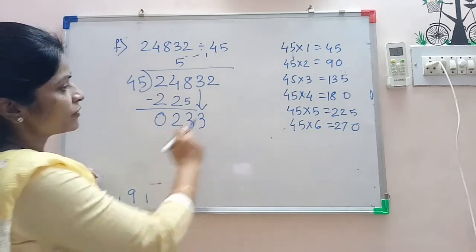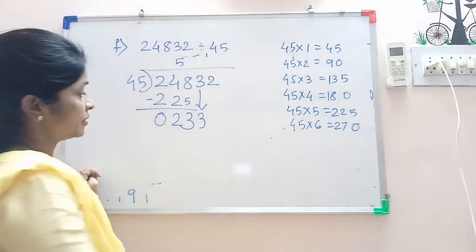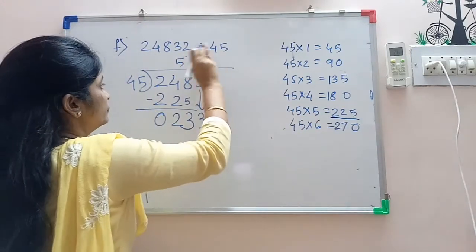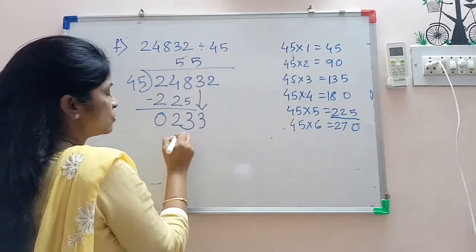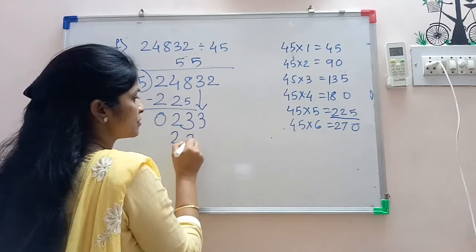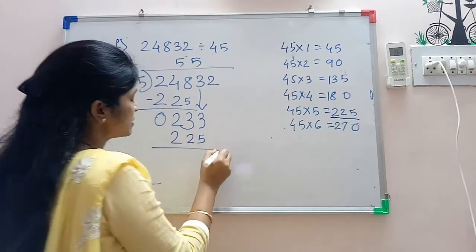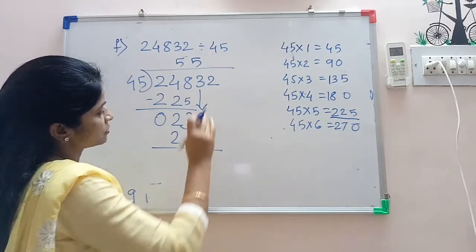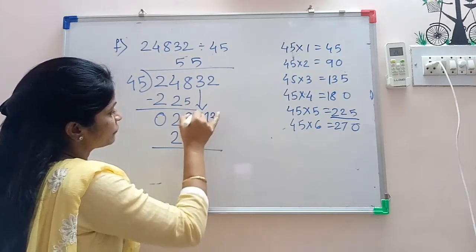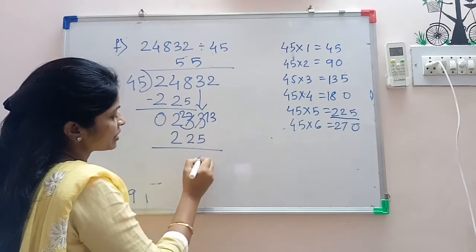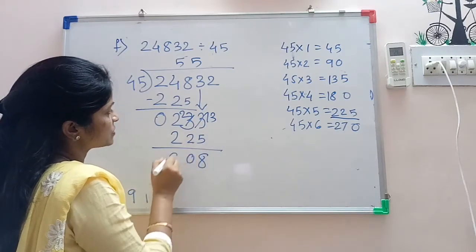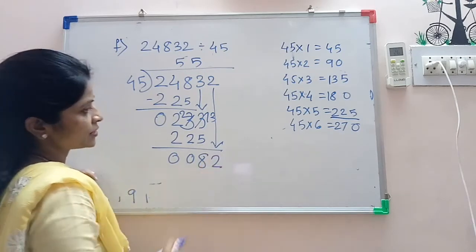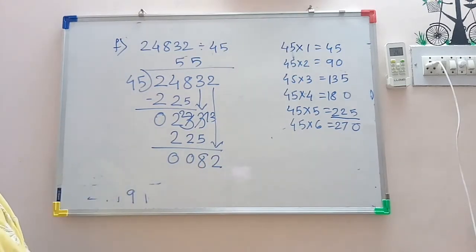Now again we will see in the table, it is not there. Smaller than this number is again 45 5s are 225. Now we will subtract it. Now it is smaller, so we will regroup the number. 13 minus 5 is 8, 0, 0. Now we will take the next number down, 82.